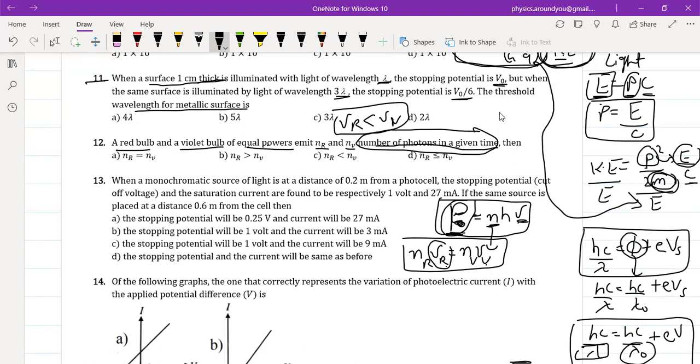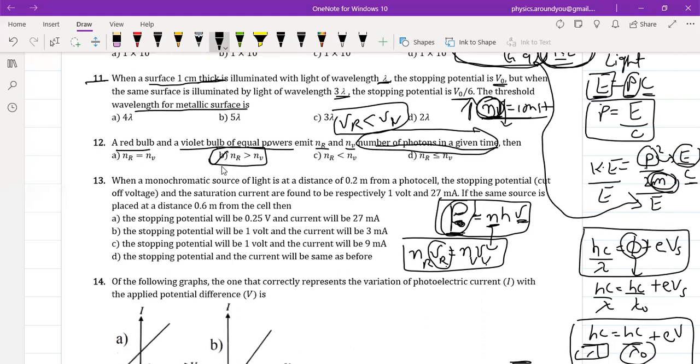So if I say that N nu is constant because NR nu R equals NV nu V, N nu is constant. If nu becomes less, N has to become more. So if frequency of red goes down, to keep the ratio the same, the number of photons per unit time N has to go up. So the number of red photons has to be greater than the number of violet photons. So the appropriate option is B.